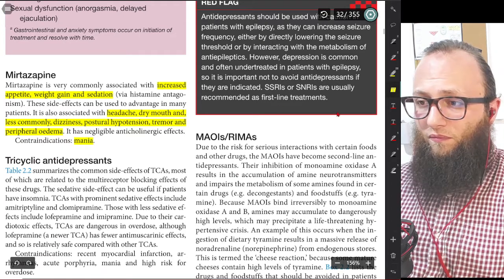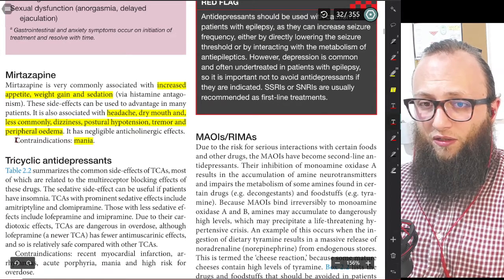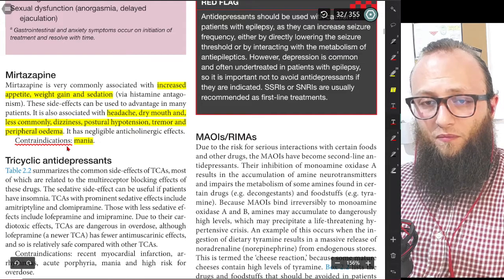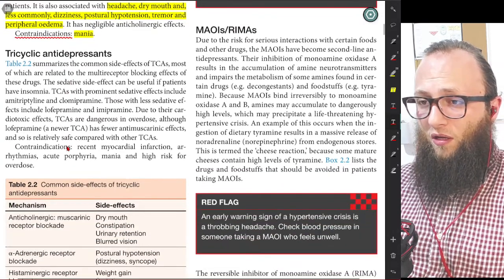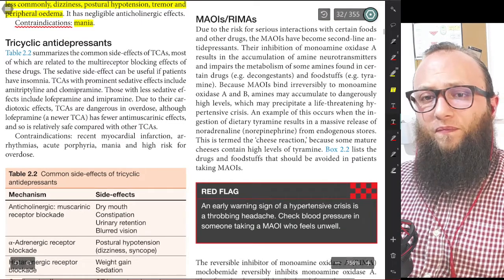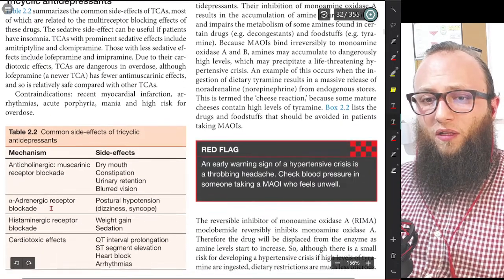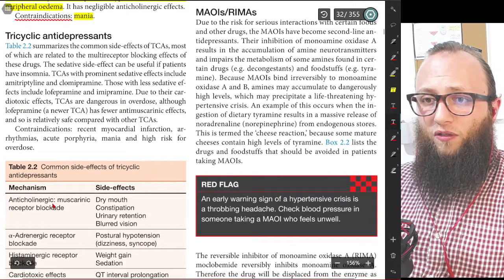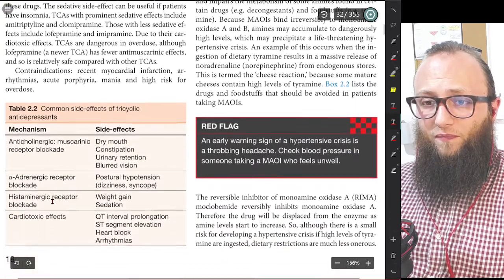Okay, that's not all actually. This is just a quick review. We will talk about these drugs one by one later on. Tricyclic antidepressants. The next table summarizes the actions and side effects of tricyclic antidepressants.